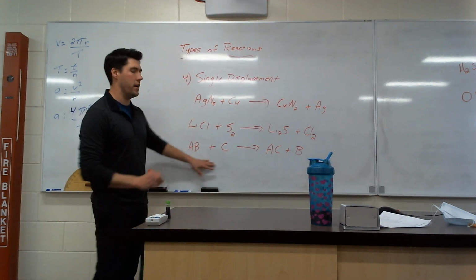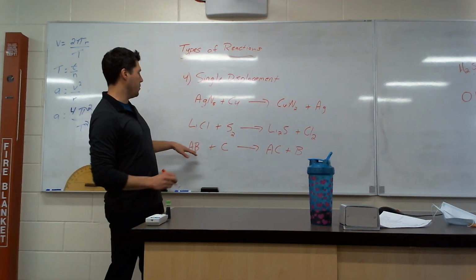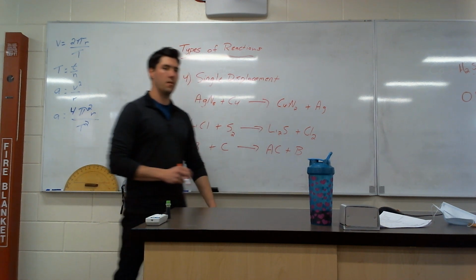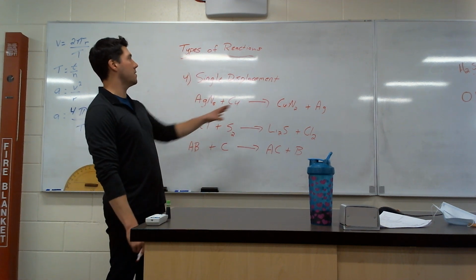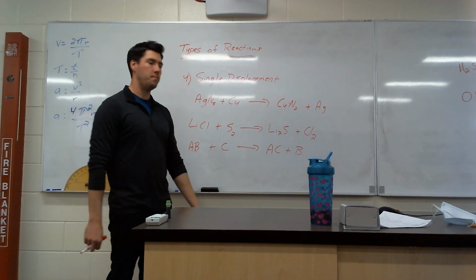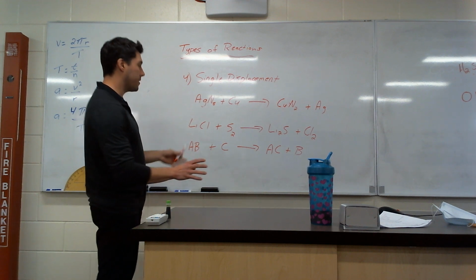So if we want to use our letters as an example, we had an A, a B, and a C, and now our C switched with one of those. Okay, so that is going to be a single displacement, where a single element is switching with another one. All right, let's go to the last one.